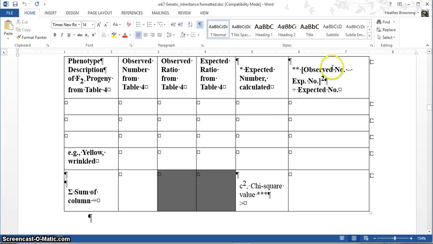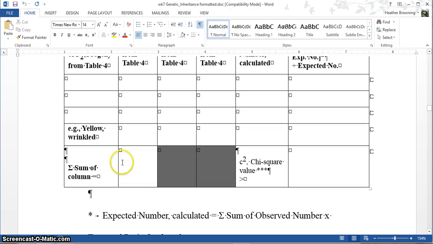And then you're going to take the observed number minus the expected number, figure that out, square it, so times it by itself. So if this was 10 minus 6, you would have 4. 4 squared, or 4 times 4, is 16, divided by the expected number, which I gave you was 6 in this thing, so it'd be 16 divided by 6. I'll give you some decimal.